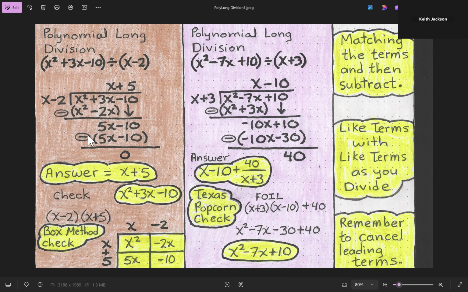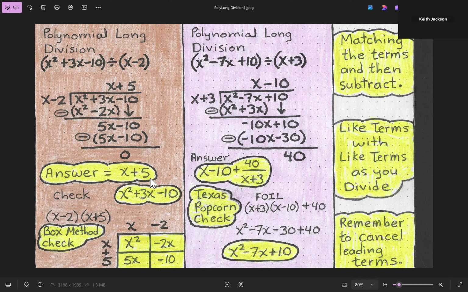And then we're going to put our subtraction sign. And when we do that, it changes the signs inside the parentheses. And this becomes a minus 5x while this becomes a plus 10. And as you can see right here, this cancels out and this cancels out, leaving no remainder. And our answer is going to be x plus 5.